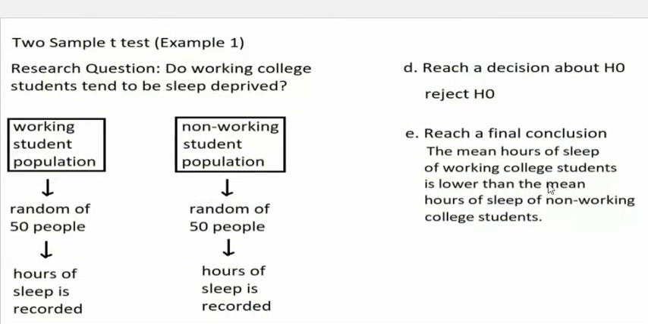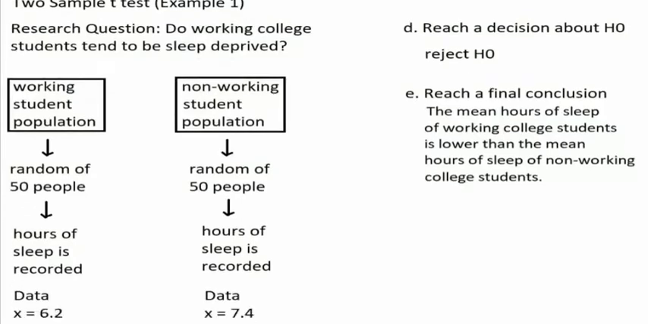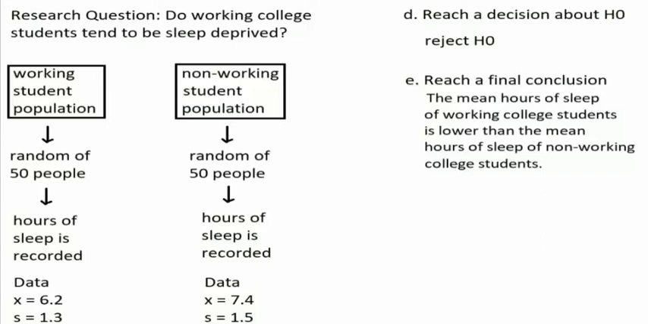So here, our t-score is in the rejection region. So you reject the null hypothesis. And our conclusion is the mean hours of sleep of working students is lower than the mean hours of sleep of non-working college students. That's what we're confidently concluding.